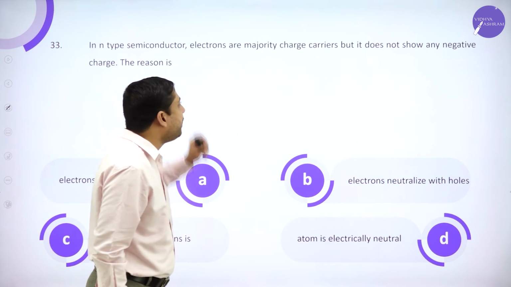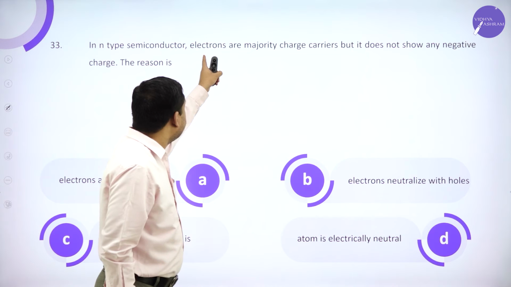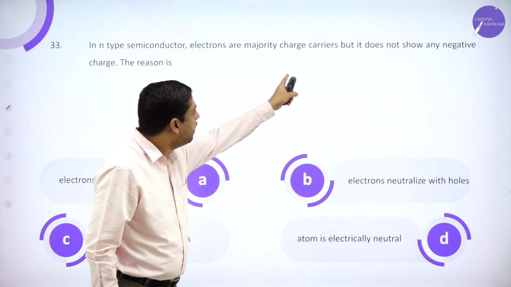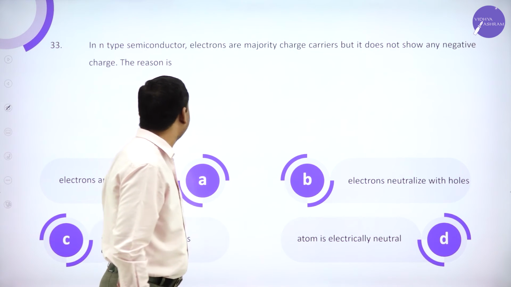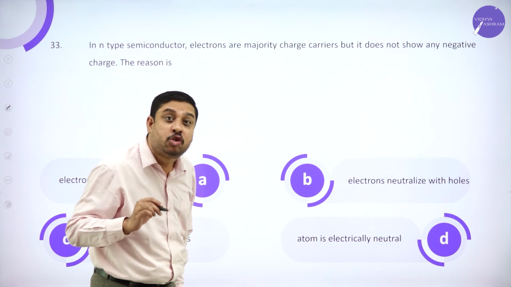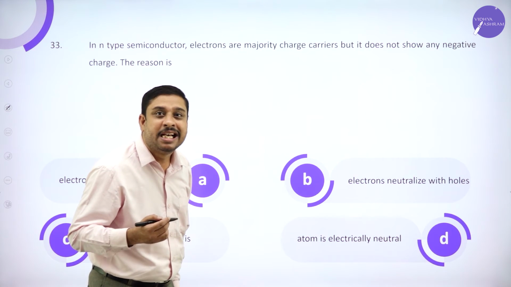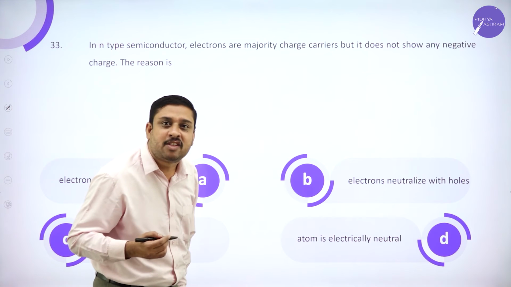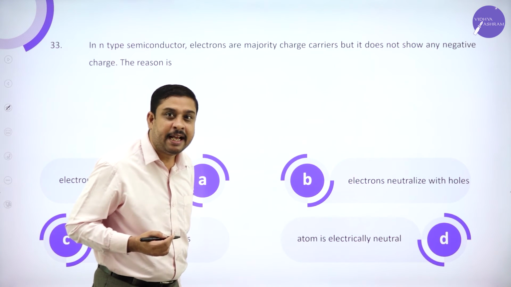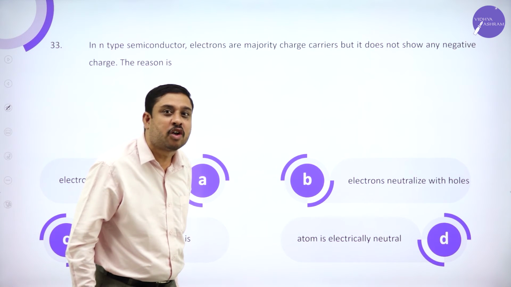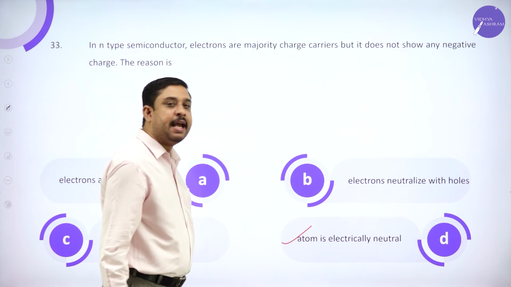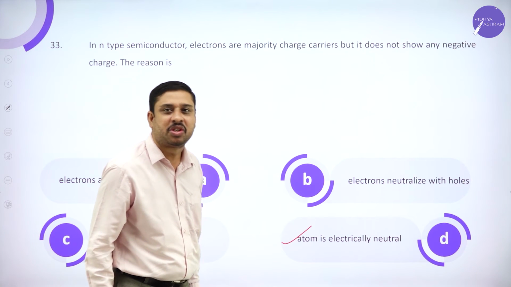In an n-type semiconductor, electrons are majority charge carriers, yes, but it doesn't show any negative charge. Although electrons are the majority charge carriers responsible for conduction in an n-type semiconductor, that negative character is not shown. Why? That is because the atom is electrically neutral.